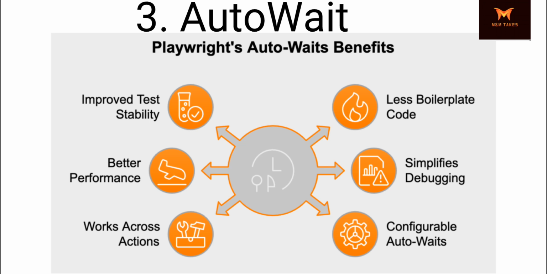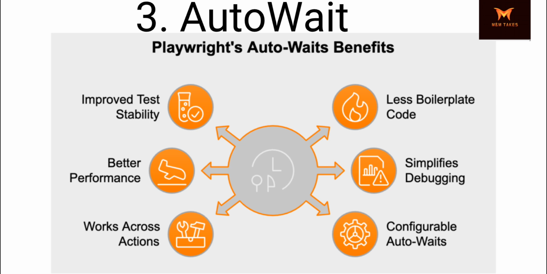You don't need to write manual waits like sleep or WebDriverWait in Selenium. So in short, Playwright waits intelligently until the element is ready, visible, stable, and attached to the DOM before performing actions. So why is auto-wait needed compared to Selenium?